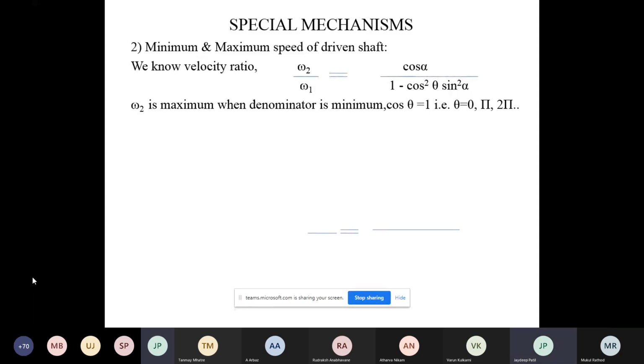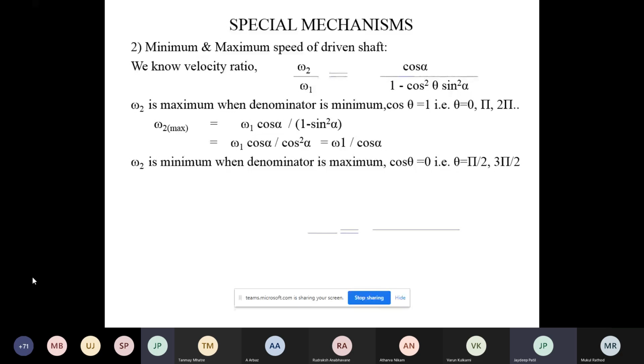You have to put the value cos theta equal to 1 in the above equation, you will get cos alpha upon 1 minus sin square alpha. Is it right? We know 1 minus sin square alpha is equal to what? Cos square alpha, correct? You will get here cos square alpha, one cos alpha gets cancelled, means you will get omega 2 maximum is equal to omega 1 upon cos alpha. What is the formula to find out the maximum speed of driven shaft? Omega 1 upon cos alpha.